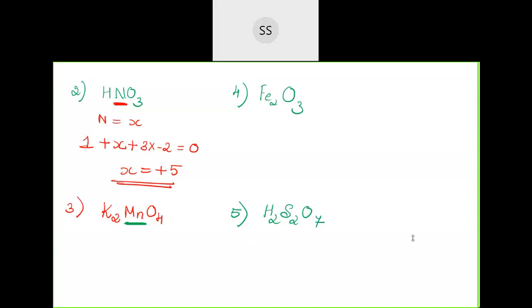Everyone got the answer? Manganese is... Here you need to find for iron. The fourth one, you need to find for iron. And the fifth one, you need to find for sulfur.